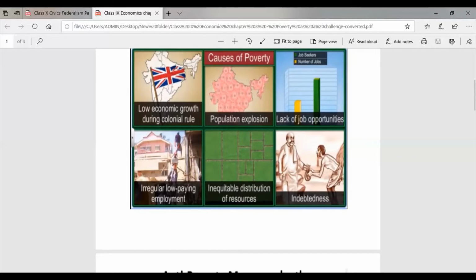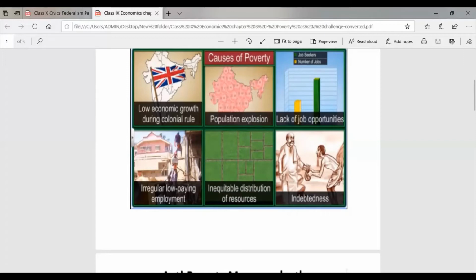Then another reason is the unequal and irregular success of the Green Revolution. This is also another cause of poverty. With the spread of irrigation and the Green Revolution, many job opportunities were created in the agricultural sector, especially in the post-independence period, specifically in the 1960s. But the effect was limited to only some parts of India. However, this was not sufficient to provide job opportunities for all job seekers. So this resulted in irregular, low-paying employment.